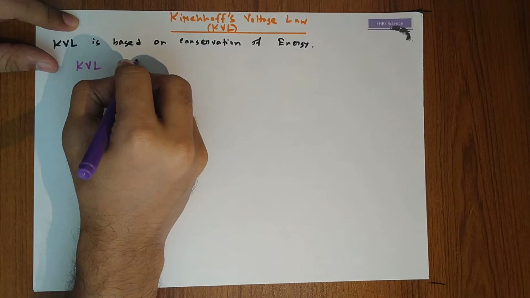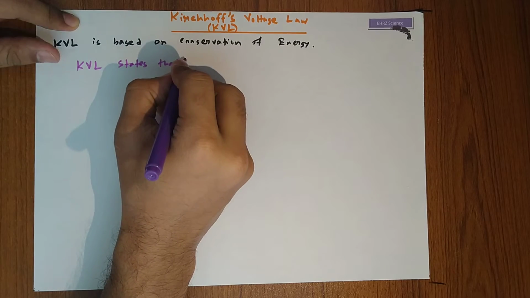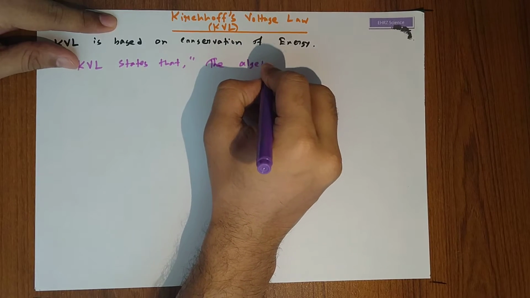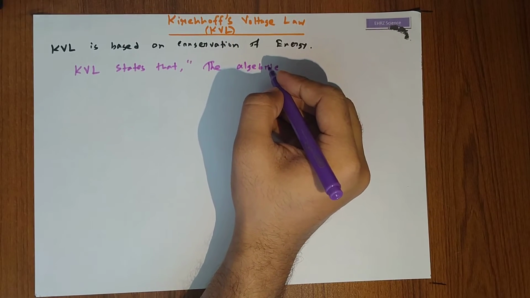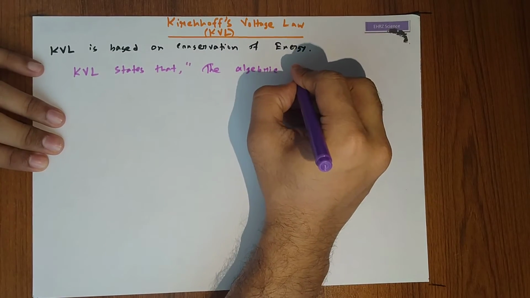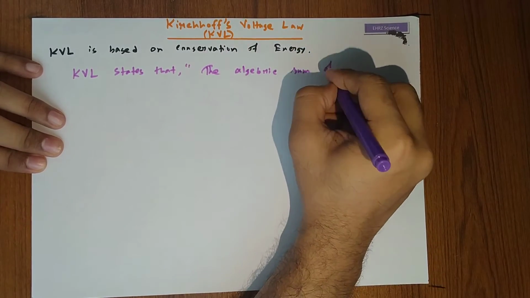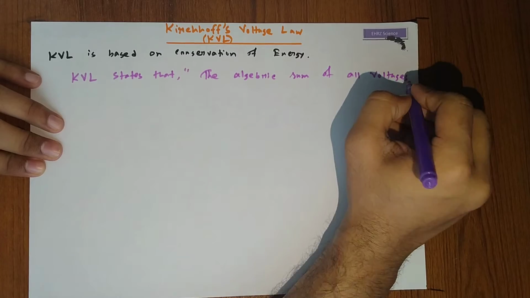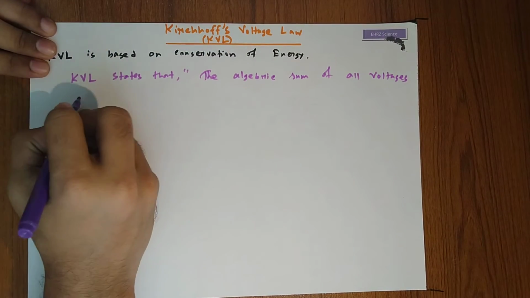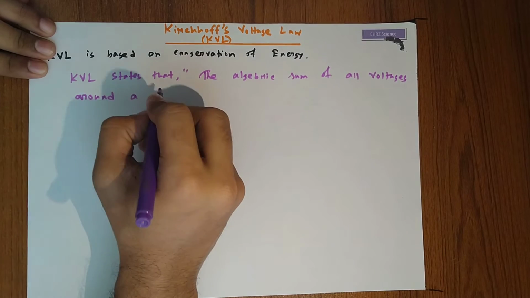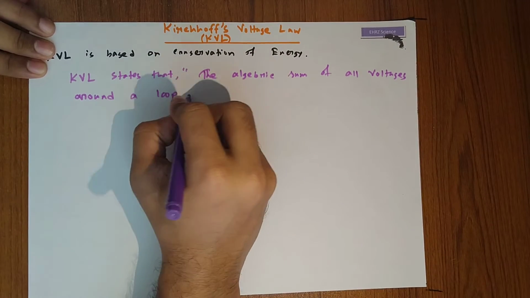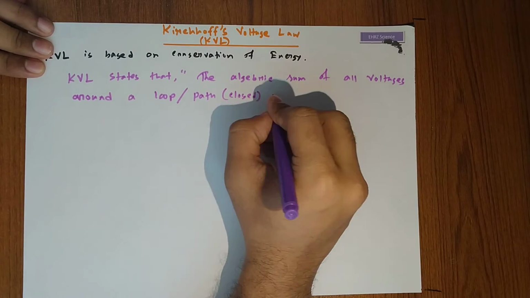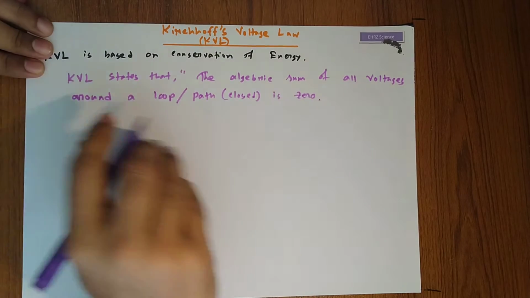KVL states that the algebraic sum of all voltages around a loop or path, the path has to be closed, is 0.